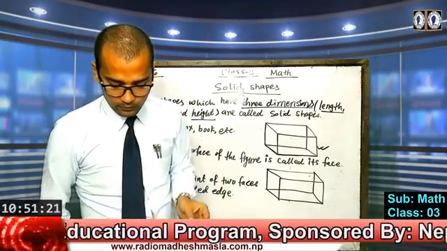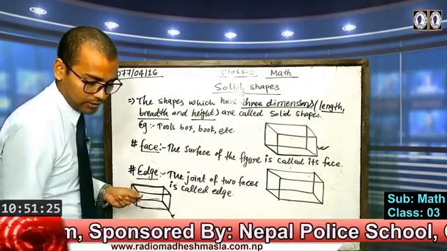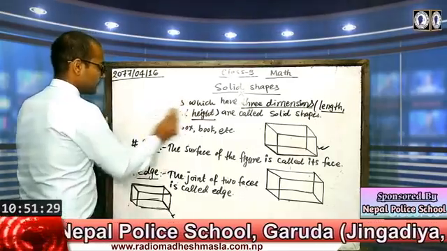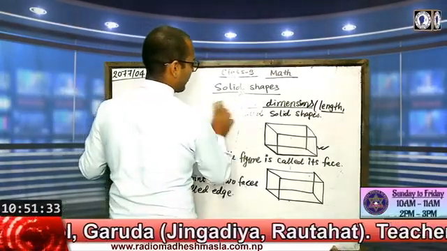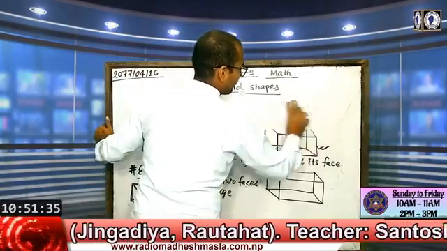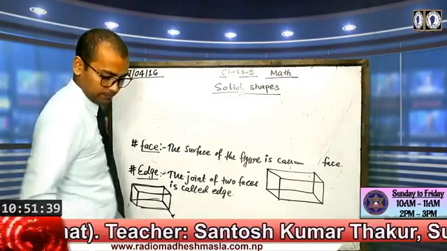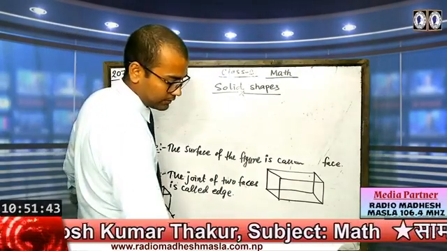So don't be confused here. In this way we have the third one, that is vertices or corner. Vertices or corner.